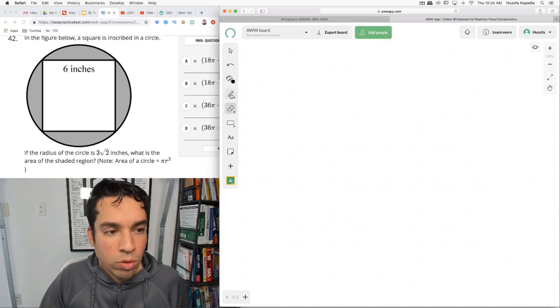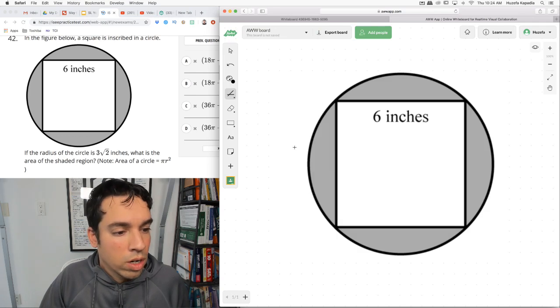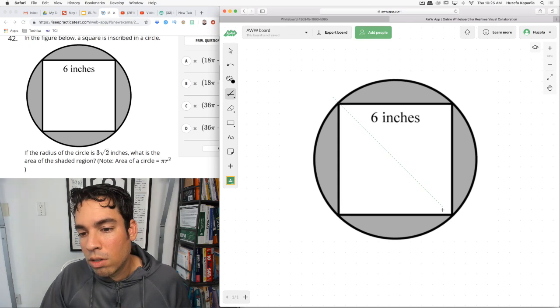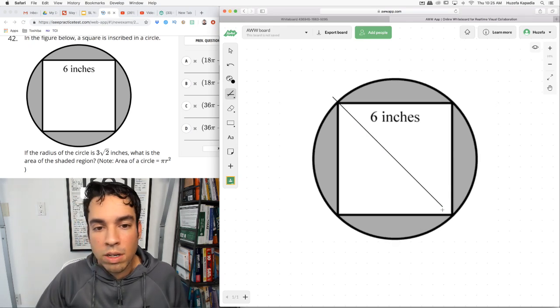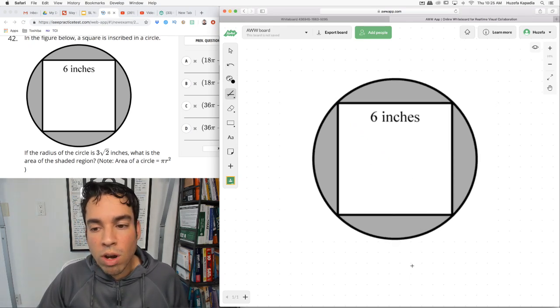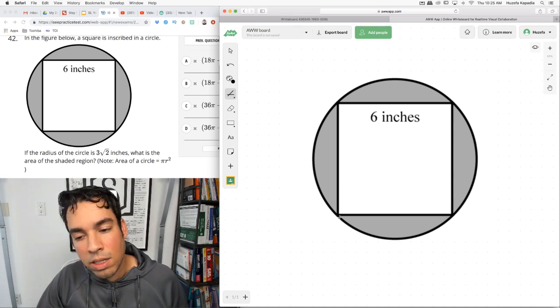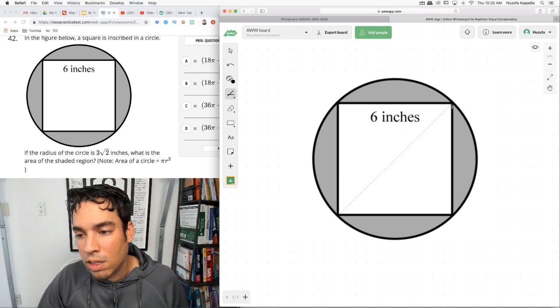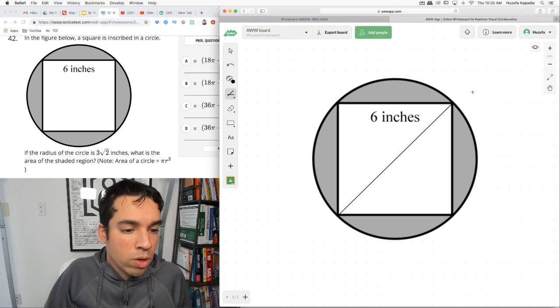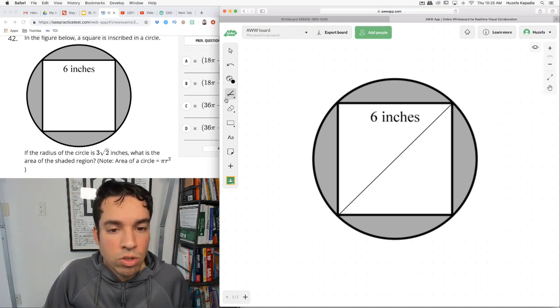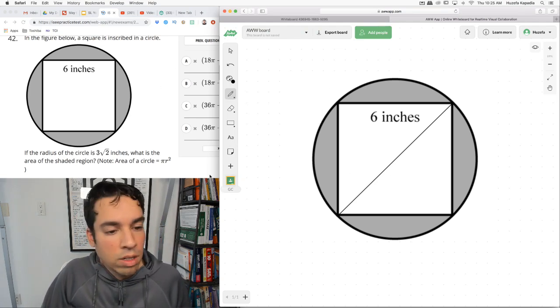Is 3 square root 2. What is the area of the shaded region? Okay, so, whoa, what's happening? Why did it shrink like that? If I'm going to draw a radius, my immediate instinct is to draw it diagonally, and I'm going to show you why in a second. So the radius of the circle, which is half of this, is 3 square root 2.